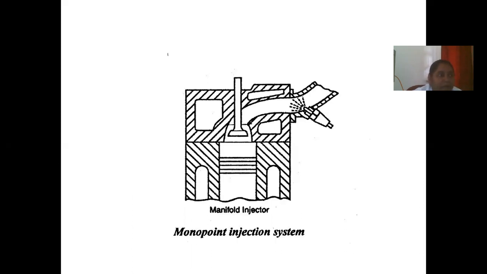The second one is the monopoint or single point fuel injection system. This system is also called throttle body injection. In this system, an injection valve is positioned slightly above the throat of the throttle body. The injection valve sprays fuel into the air just before it passes through the throttle valve and the air enters the intake manifold. This method simplifies the construction of the engine block.